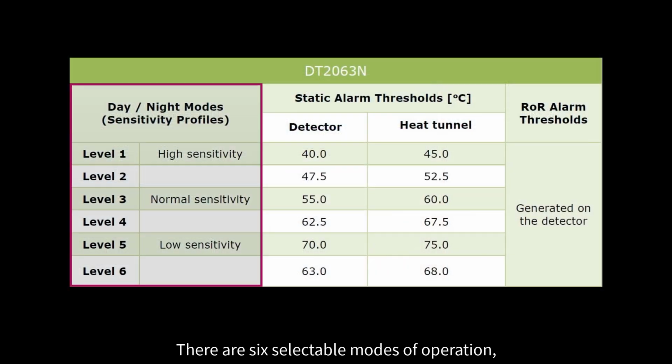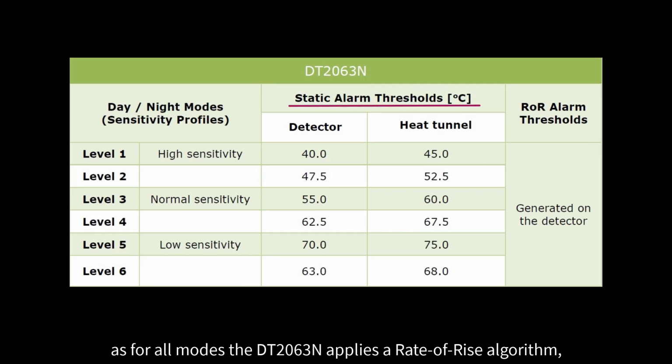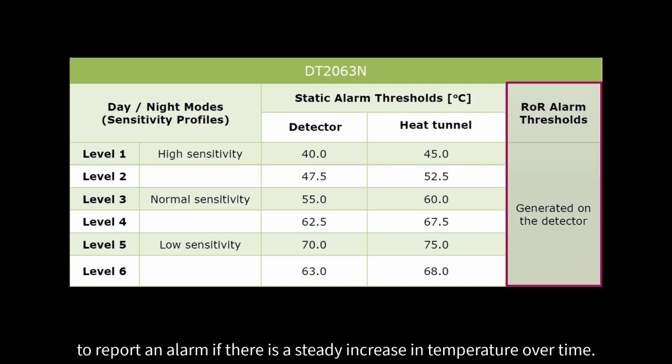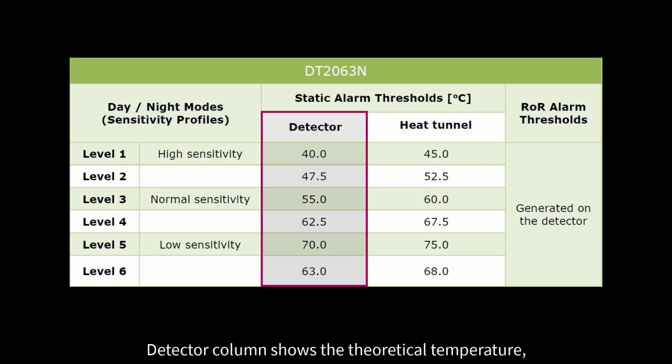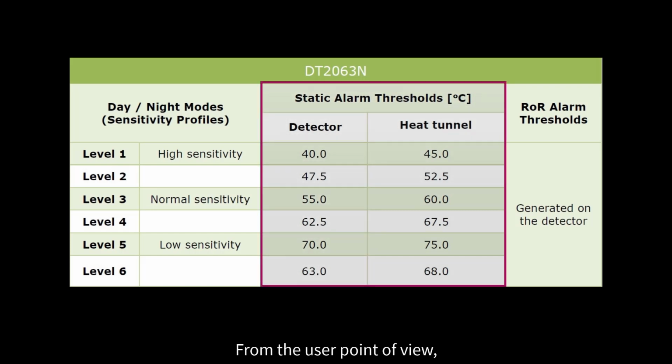There are 6 selectable modes of operation, allowing it to adapt to the area of protection. The most relevant value is the static alarm threshold. As for all modes, the DT2063N applies a rate of rise algorithm to report an alarm if there is a steady increase in temperature over time. Detector column shows the theoretical temperature at which the panel will indicate the fire alarm. The heat tunnel value is a temperature alarm threshold from test environment for heat detectors. From the user point of view, there is a consistent offset of 5 degrees Celsius between them.